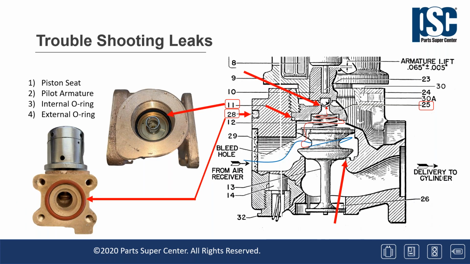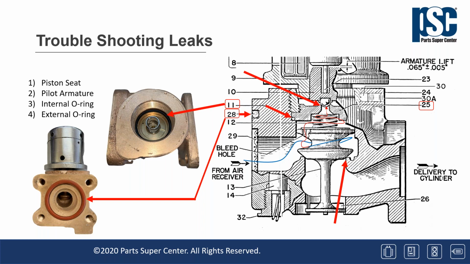Let's talk about troubleshooting. The only possible air leaks are past the main valve body seat, past the pilot armature seat, past the O-ring beneath the pilot armature seat, or past the O-ring seal at the face of the valve on the inlet side of the valve.